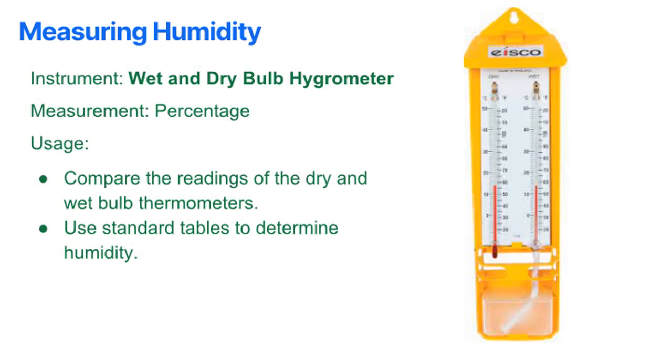Humidity is measured using a wet and dry bulb hygrometer. This instrument has two thermometers, one with a dry bulb and another wrapped in a moist cloth. The difference in readings helps determine humidity using standard reference tables.